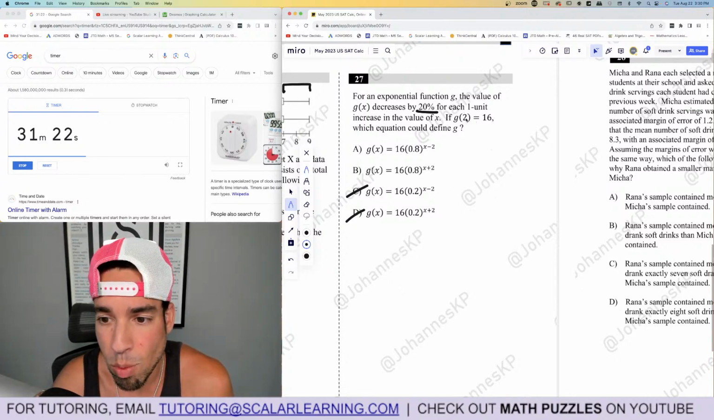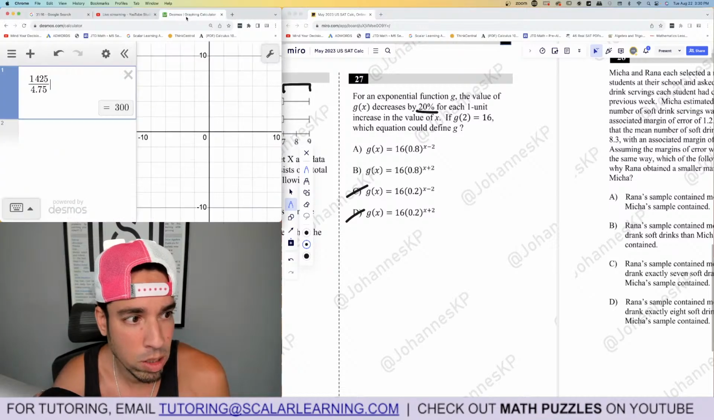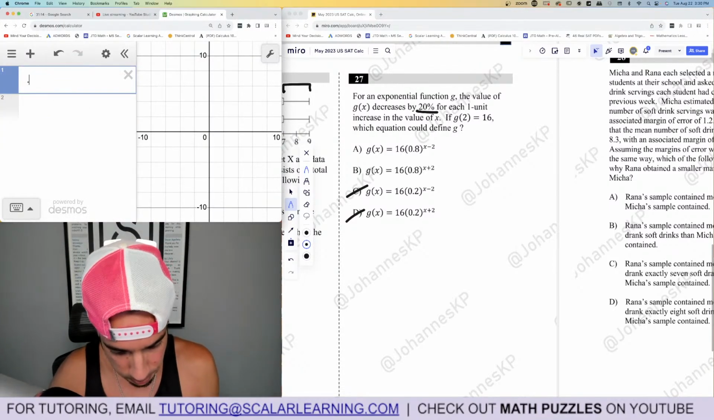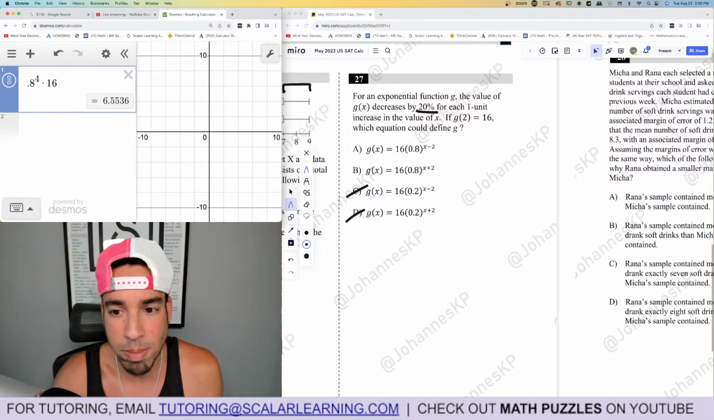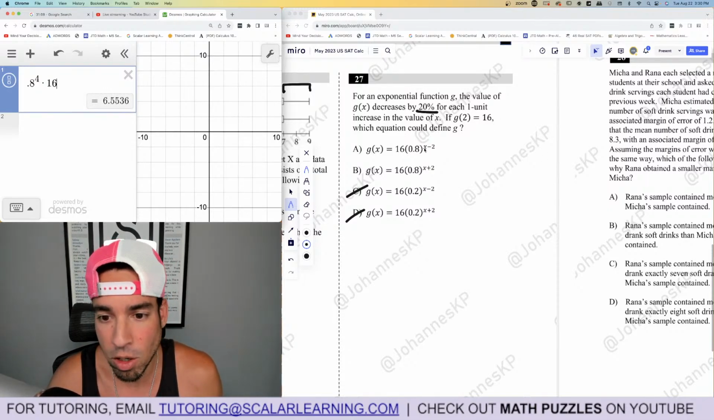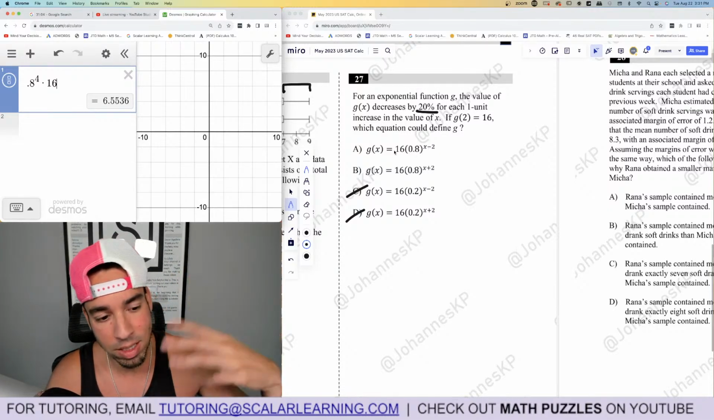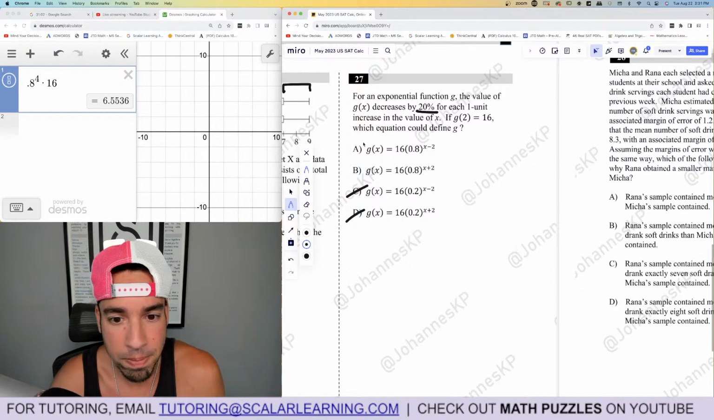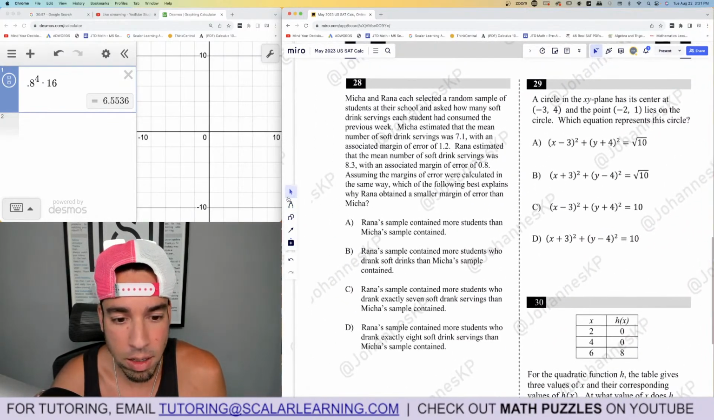Now, we know that when we plug in 2, we should get 16. Well, if I plug in 2 for B, okay, I get 0.8 to the 4th times 16, which doesn't make sense. We're supposed to get 16. But here, if I do 2 minus 2, which is 0, 0.8 to the 0th power, that's 1. 1 times 16 is 16. Boom, done. Right? That's how you do it. Nice little test. And let's go with this.